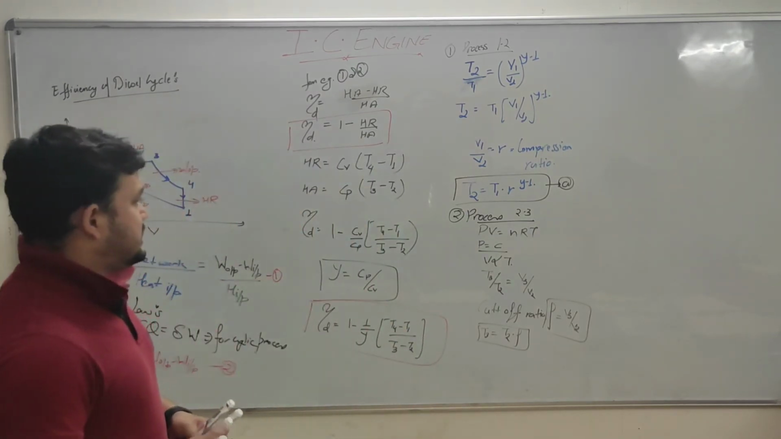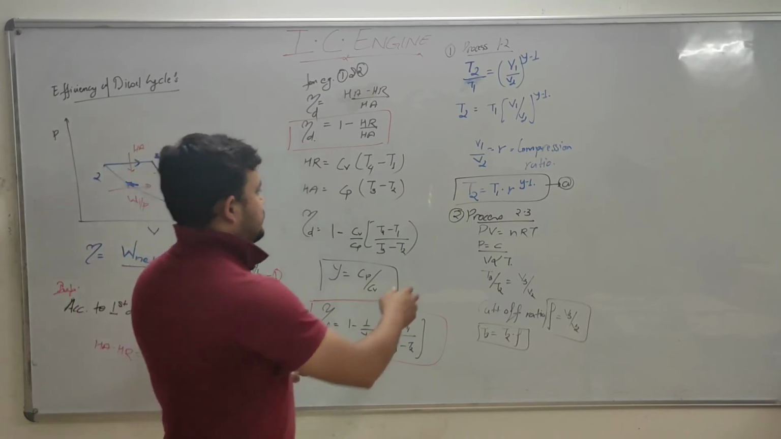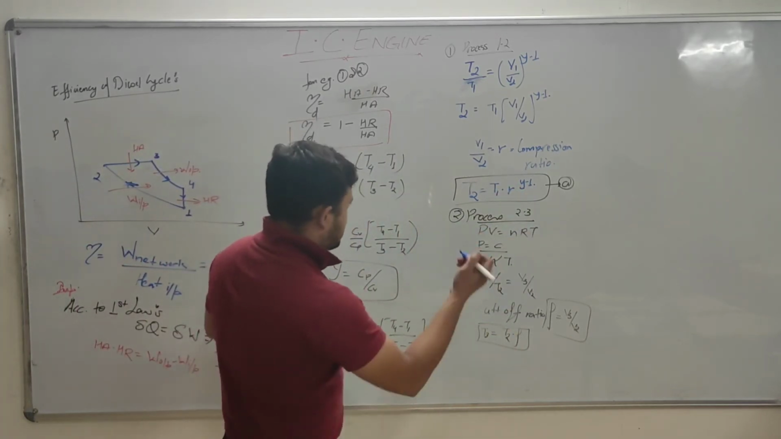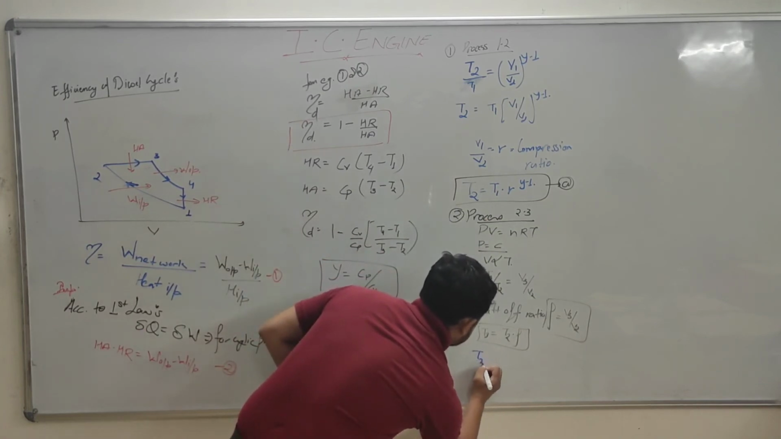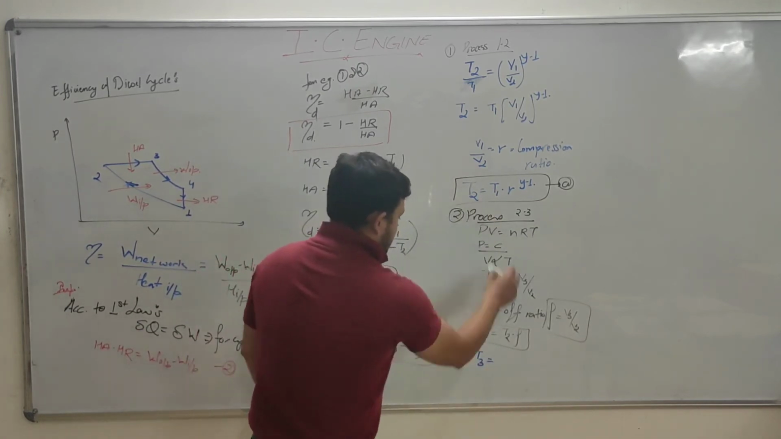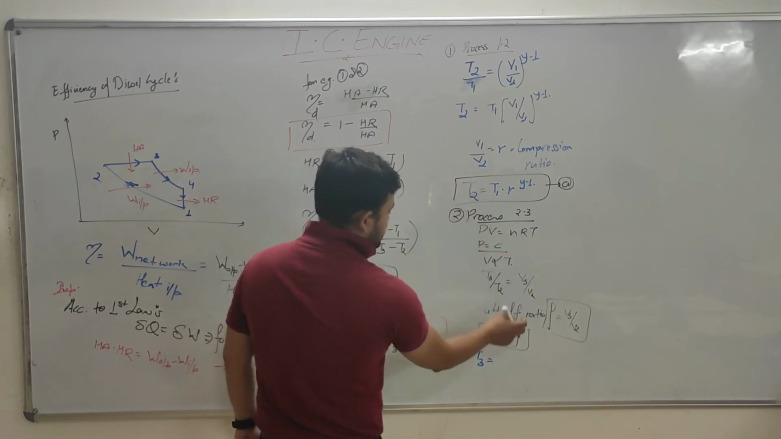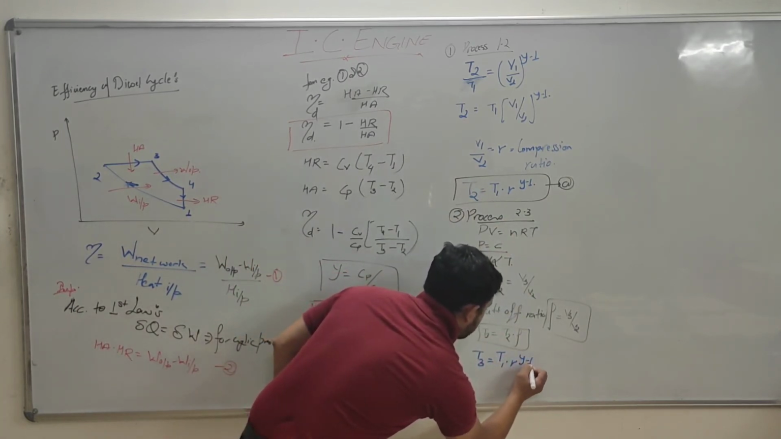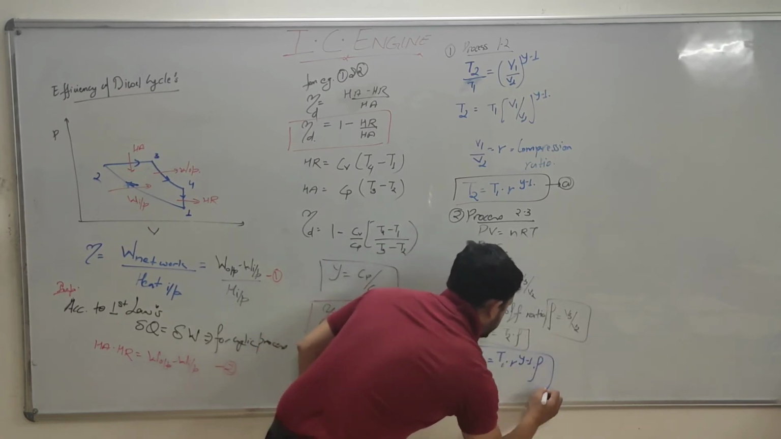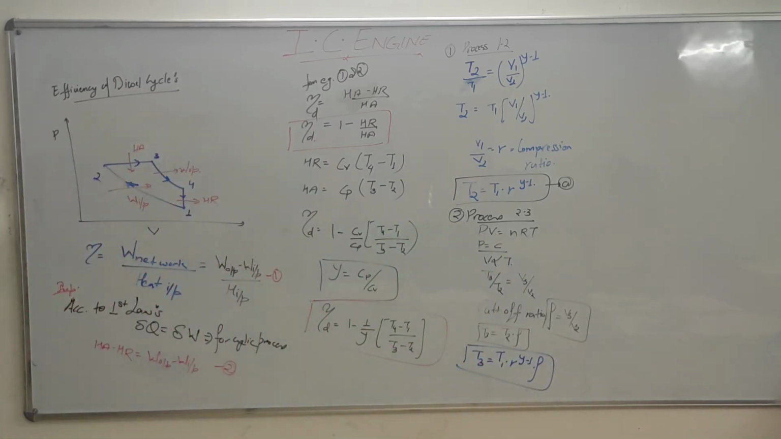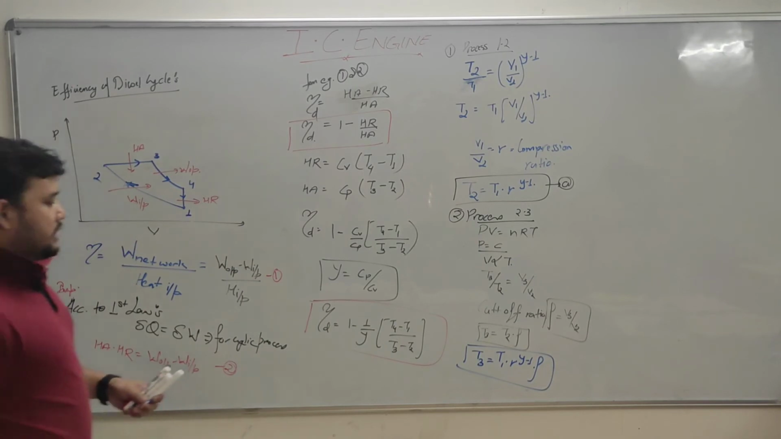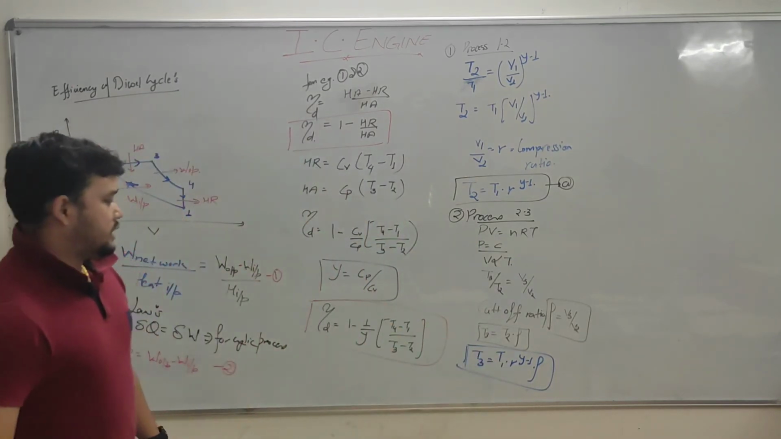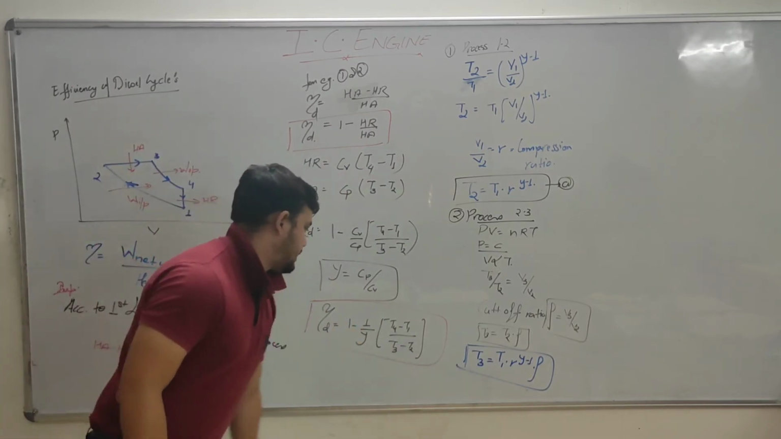Okay, so T3 is equal to T2 into Xi. So from equation A and this one we will get another expression: T3 is equal to, we put the value of T2 in this equation, T1 into R to the power gamma minus 1 into Xi. Again you will get T3 as a function of T1.